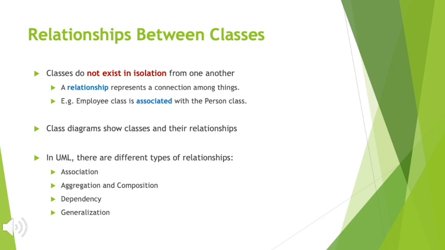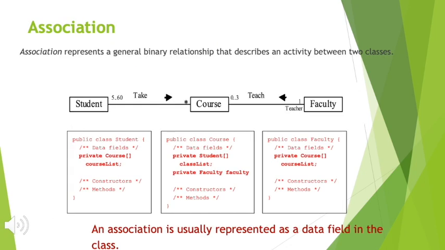In UML, there are different types of relationships: association, aggregation and composition, dependency, and generalization. Now we are going to go through all of that. First, the association. Association represents a general binary relationship that describes an activity between two classes. You can see here the Student and Faculty classes are connected with the Course class.